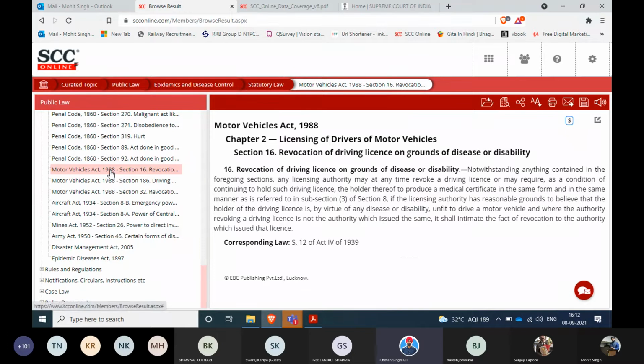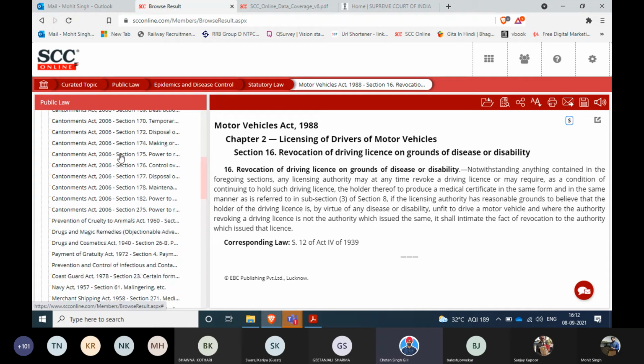Now it says Motor Vehicle Act section number 16, 186 and 32 is related to the epidemic and disease control. Not the entire act, because we all understand what MV Act is meant for. But they're saying that these sections out of the entire act are relevant to us. So you can go through the list of various sections of various acts to have a better understanding of a topic. That being said, Mohit, could you please close this tab and open the second one, rules and regulations?